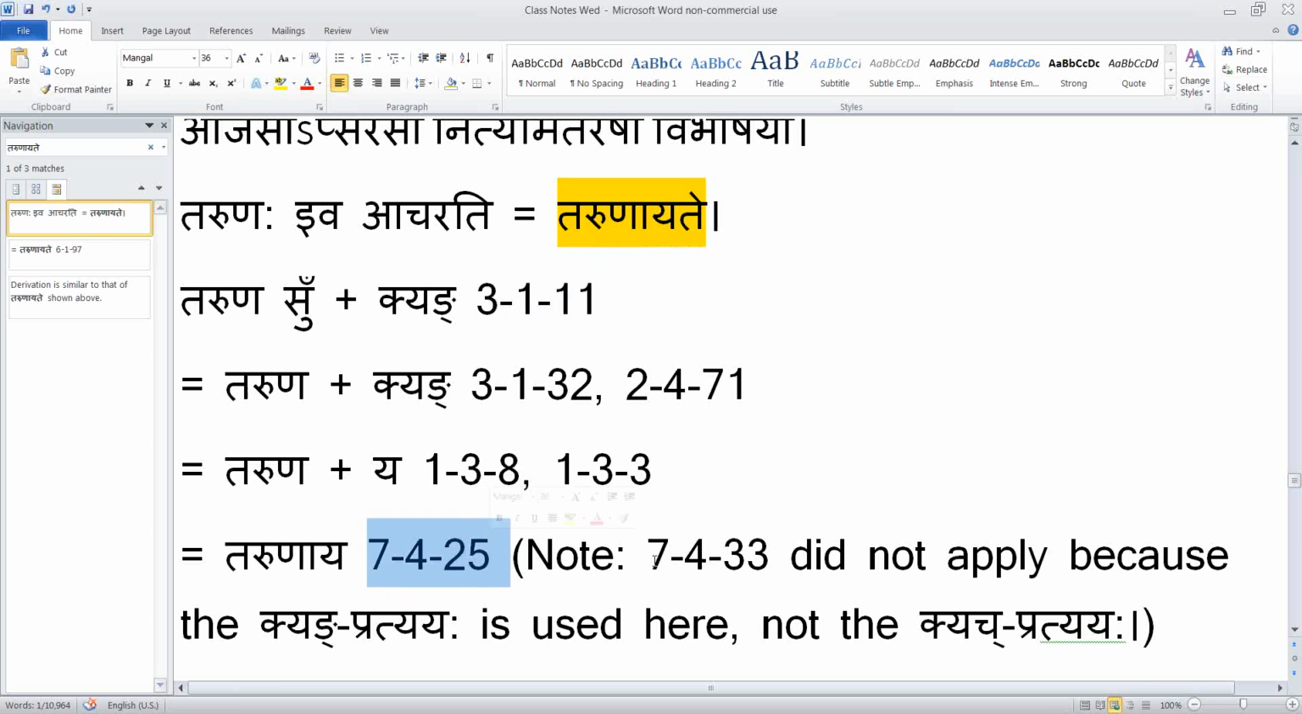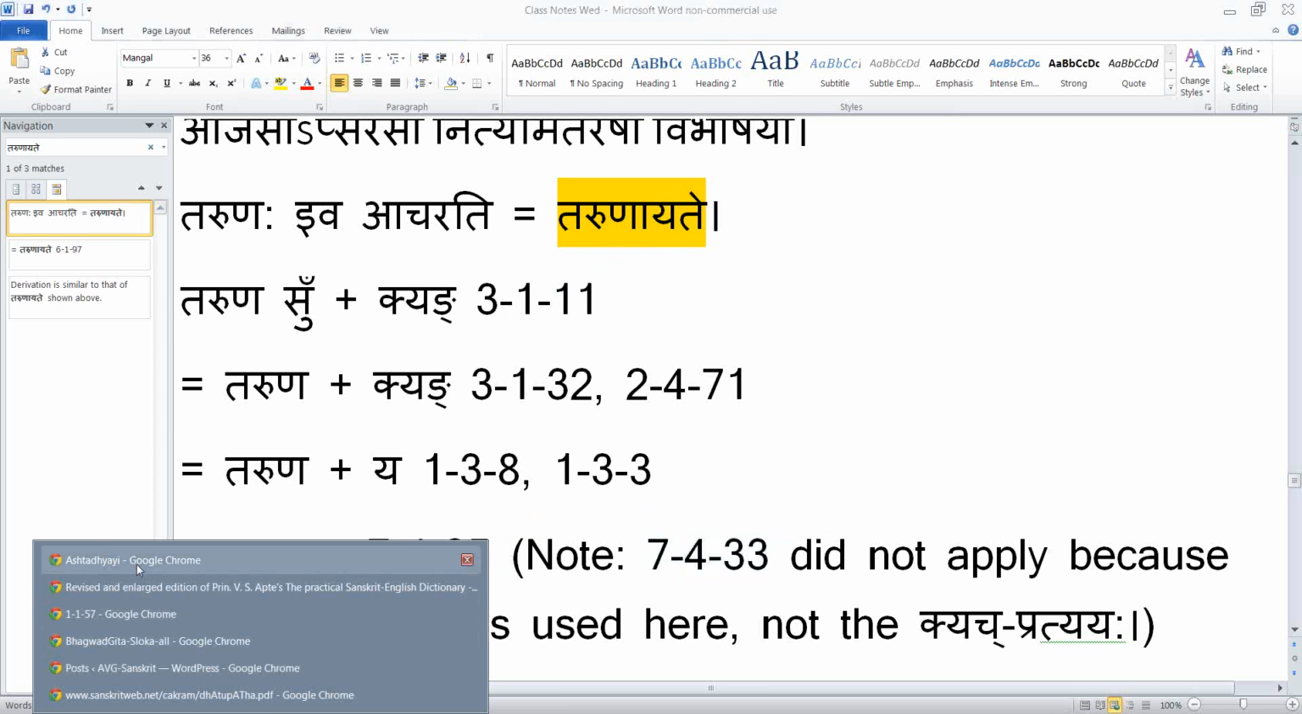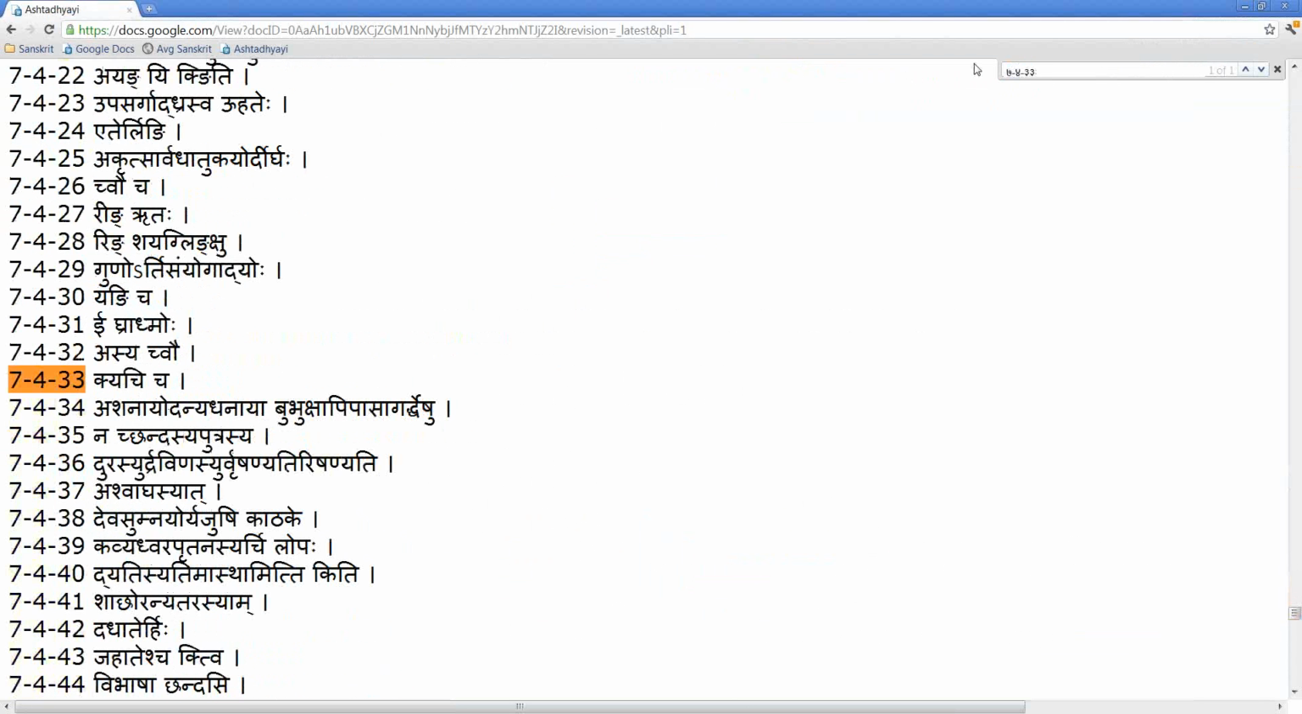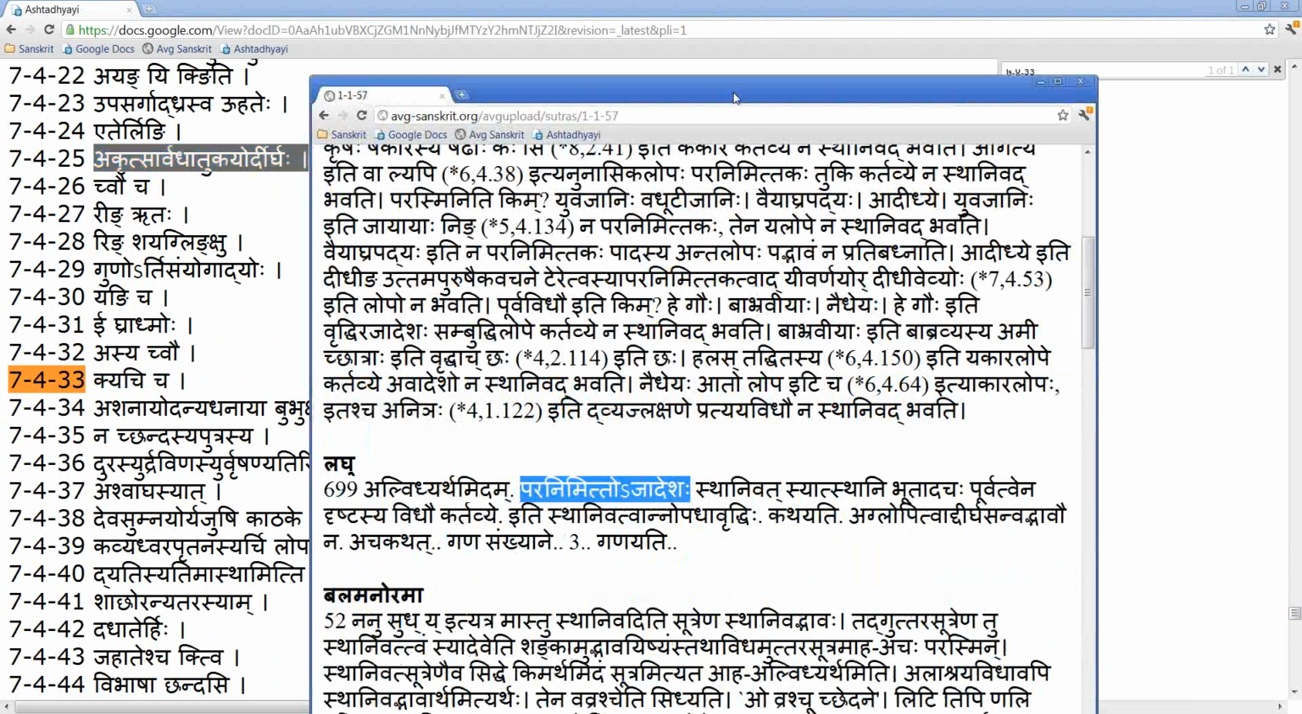Only thing is that 7433 did not apply because there is kyachicha. So this pratyaya is kyang, not kyach. So this is in angasyadhikaraha. What I'm saying is that this sutram 7433 is kyachicha. Ikaradesha did not apply because it's going to come in the next form, putriyet, but not over here. Because the pratyaya is not kyach right now, it's kyang, we can use akrit sarvadhatakayoho dirghaha, 7425.